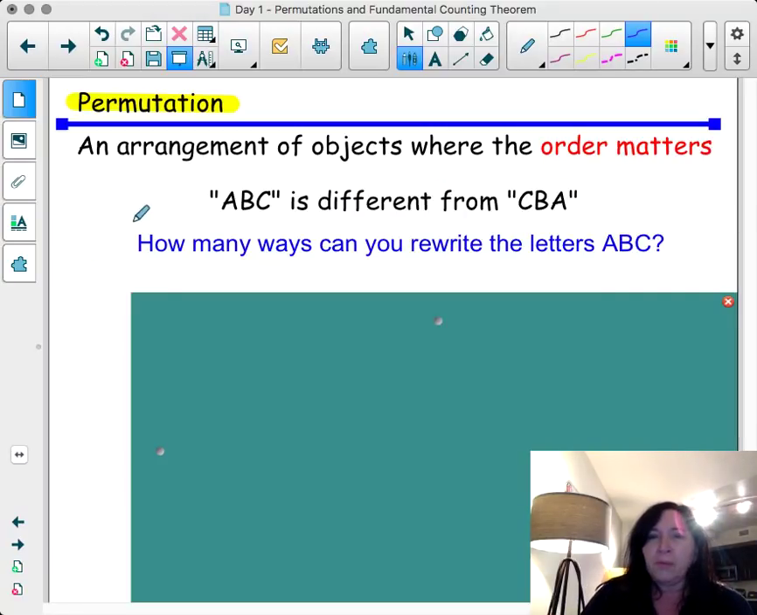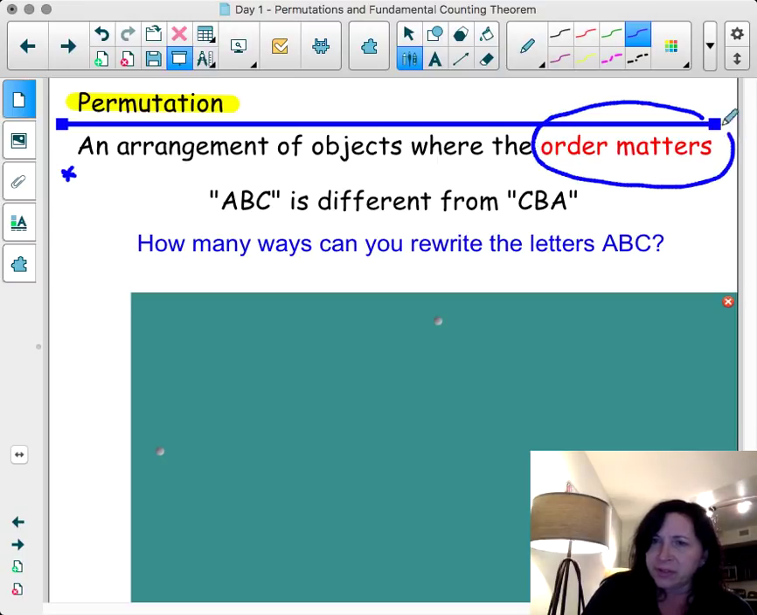So that brings us to a permutation. This is very important. A permutation is an arrangement of objects where order matters. That right there is the biggest deal for this section. Order matters. Very important. ABC is different than CBA. How many different ways can you write the letters ABC? What do you think? If you guessed 6, you're probably right.